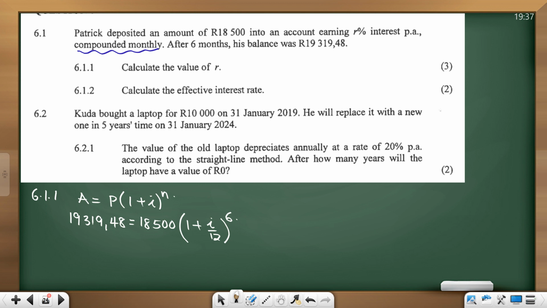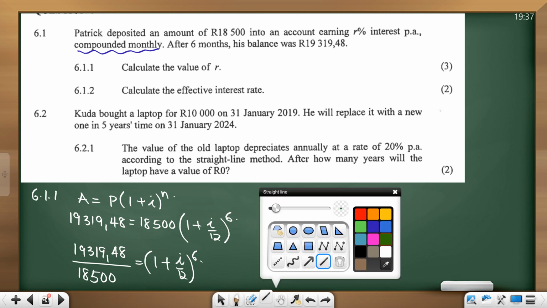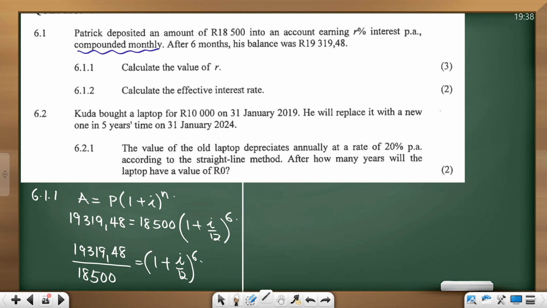How do we do the maths? Start by dividing both sides by 18,500. Watch the algebra here, with finance it can be messy. I'll do it step by step. Don't press calculators yet. Next thing is to get rid of that exponent. Let's learn the steps before we run to the calculator. How do I get rid of that exponent at power of 6? I have to look for the 6th root.